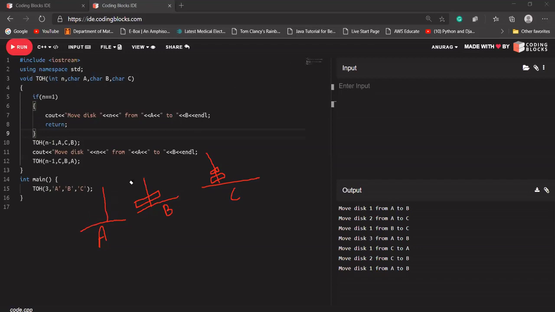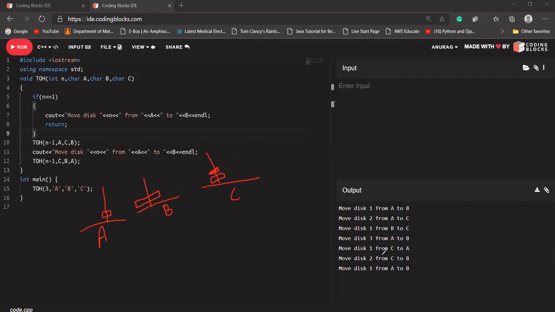Okay, and it is saying move disk 1 from C to A. Yes, I can move disk 1 from C to A. I'll be performing this. Let's say it is disk 1. I'm moving it from C to A. It will be moved from here.